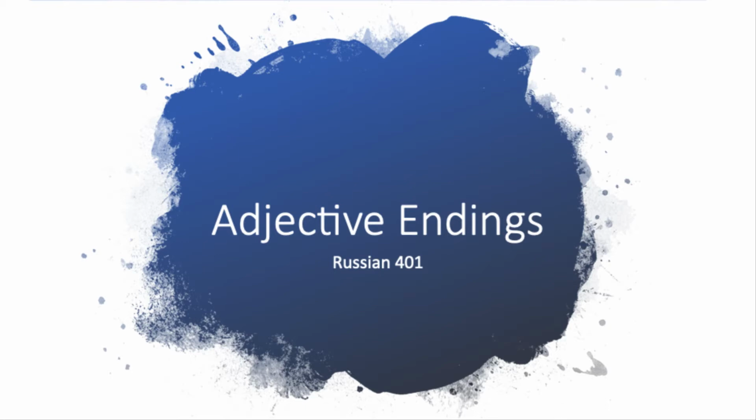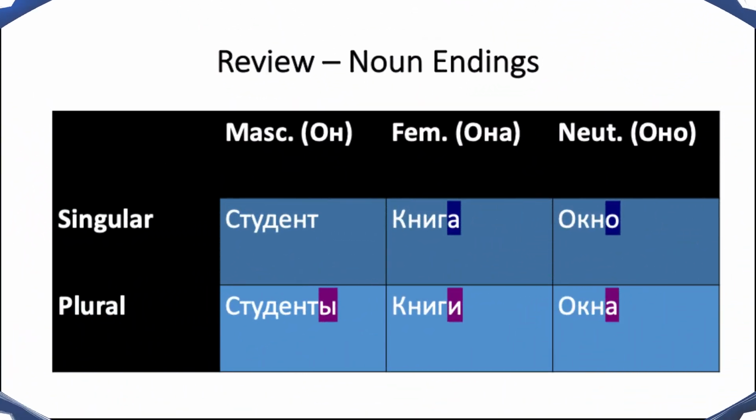We will start by reviewing what we already know about noun endings. As you remember, Russian nouns are categorized into three genders: masculine, feminine, and neuter, and have singular and plural forms. This table presents a quick overview of noun endings.